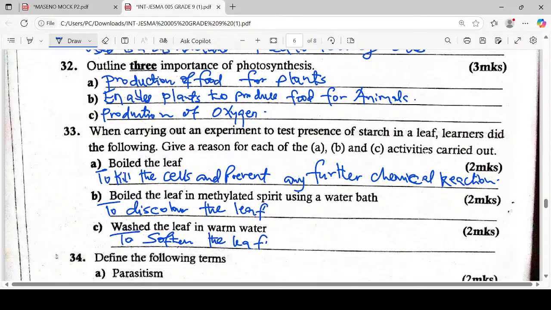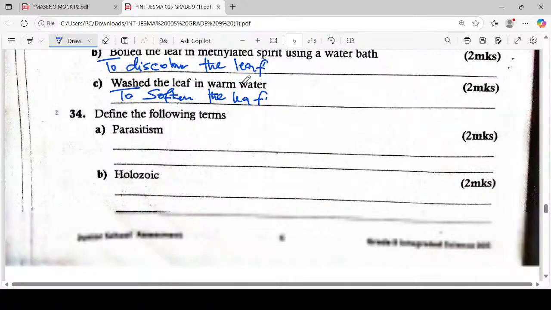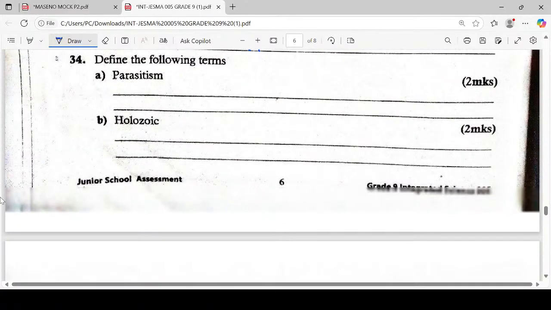To soften the leaf. That's why they used warm water to soften that leaf. Define the following terms, very simple terms. One, parasitism. We all know this as a mode of nutrition where organisms known as parasites live on the body of another organism known as host, causing harm to the host.